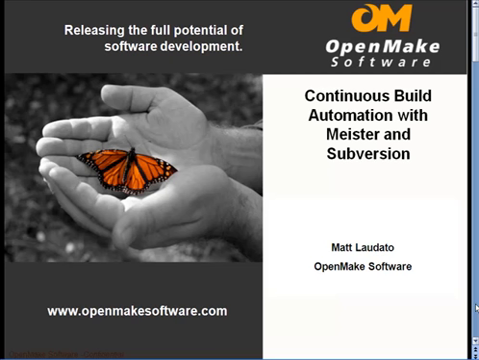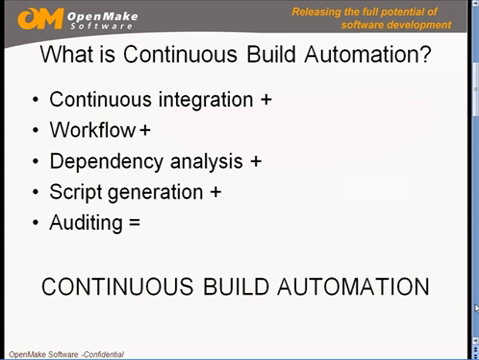In this presentation, you'll see how a continuous build automation system can be assembled using the Meister build engine combined with CollabNet Subversion for SCM operations. To start with, let's define continuous build automation.